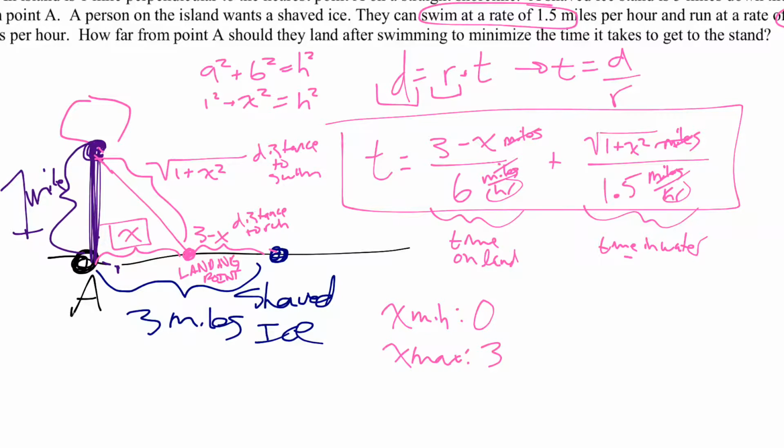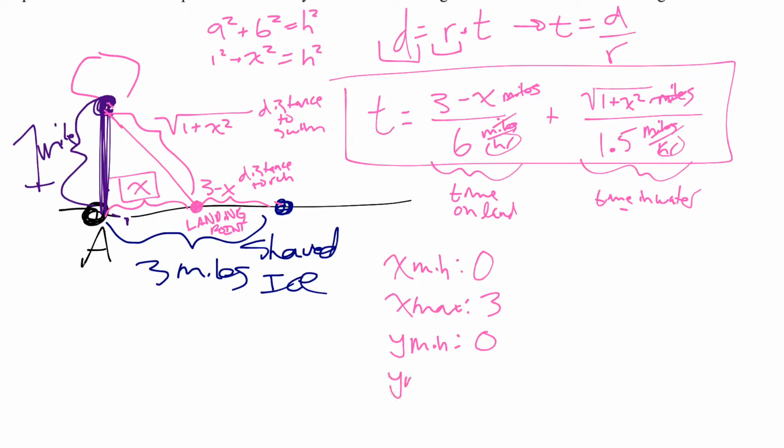What about y min? How about a y min of 0? Do we get there instantaneously? No, but whatever, it'll work. What about a y max? Well, what would take the longest to get there? The longest to get there would be swimming the entire way. So that would be whatever the length of the hypotenuse is in this right triangle, where that side is 1 and this side is 3, so that would be the square root of 10 divided by our speed. So whatever the square root of 10 divided by 1.5 is would be a good y max.